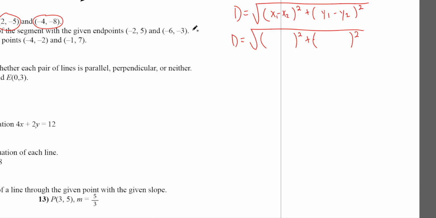Is that all right? Since we went x1 minus x2. So what is it? It's 2 minus what? Negative 4. See that? There's my x. There's my x. I subtract them. 2 minus negative 4. Let's do the y's now. What do we have? Negative 5 minus negative 8. Okay, that adds up. Let's do this kind of quick. 2 plus 4 is 6. 6 squared is 36. What about this one? That adds, right? So that's a 3 squared is 9. And what do you get? 45. Right, square root of 45.